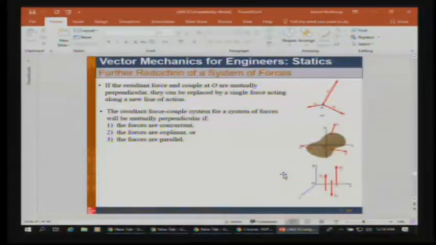All right, and if the resultant force and the couple at O are mutually perpendicular, they can be replaced by a single force. But the resultant force couple system for a system of forces will be mutually perpendicular if the forces are concurrent, the forces are coplanar, or the forces are parallel. So those are the conditions that need to be met.